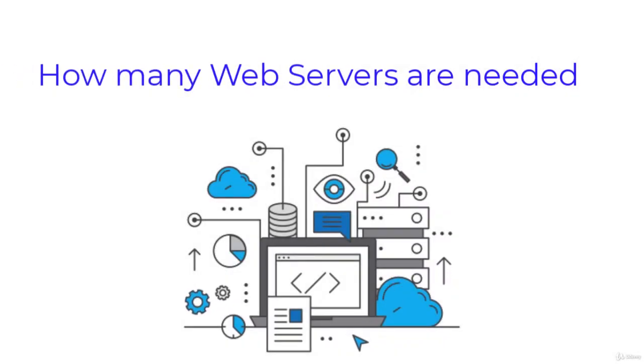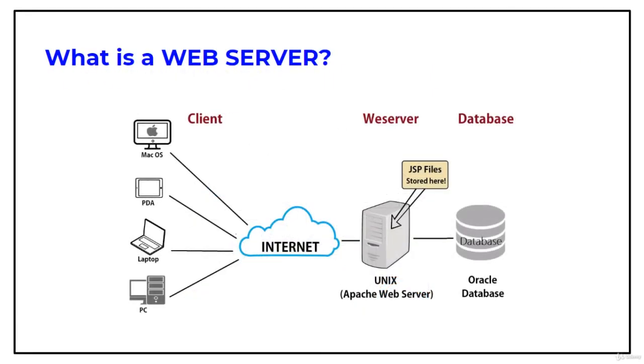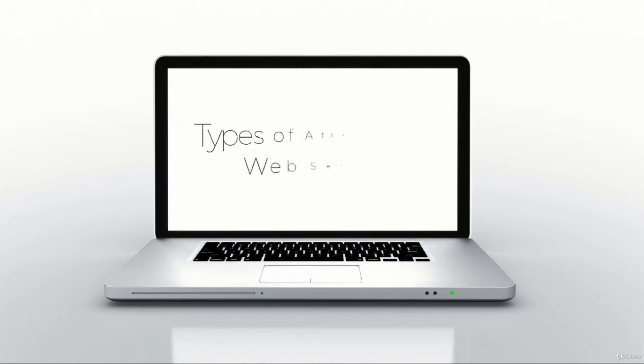So, how many web servers are needed for a website? Typically, there is only one web server required for a website, but large websites like Yahoo, Google, and so on will have millions of visitors every minute. One computer cannot process such a huge number of requests. So, they will have hundreds of servers deployed in various parts of the world so that they can provide a faster response. Some examples of web server applications are Apache and IIS. In the next lecture, we will see types of attacks on web servers.